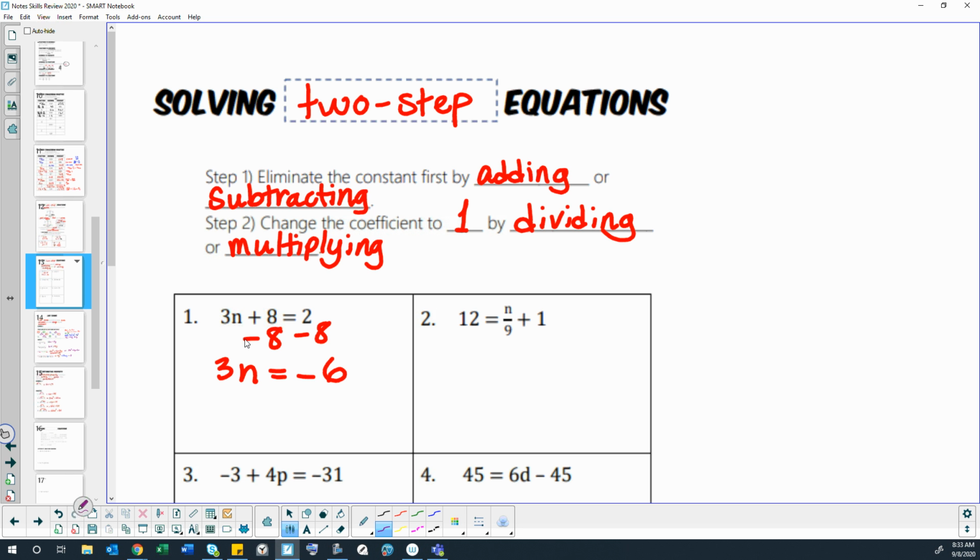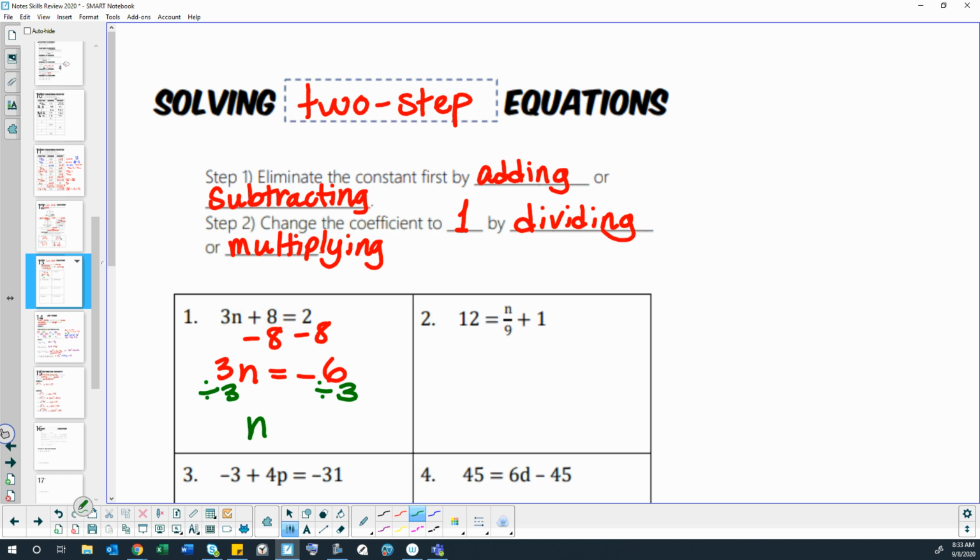The reason they're called two-step problems is because they have two steps. One step is to add or subtract a number to the other side, and the other step is to divide or multiply to get rid of the other coefficient number so that we have the variable by itself. So in this case, we have 3 times n. What do we do to get rid of the 3 that's multiplying? Divide. So we're going to divide both sides by 3.